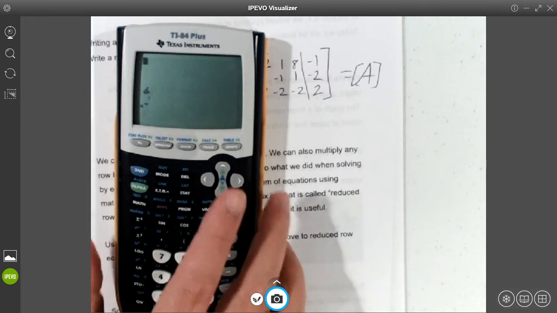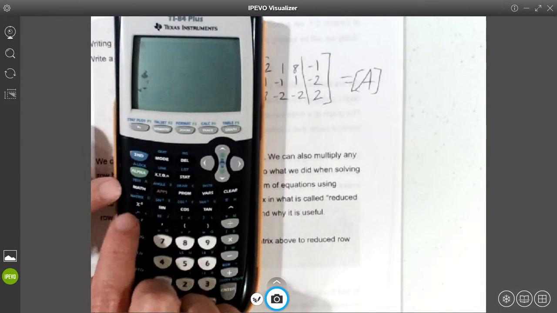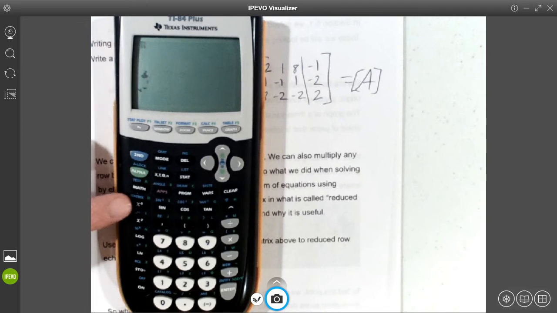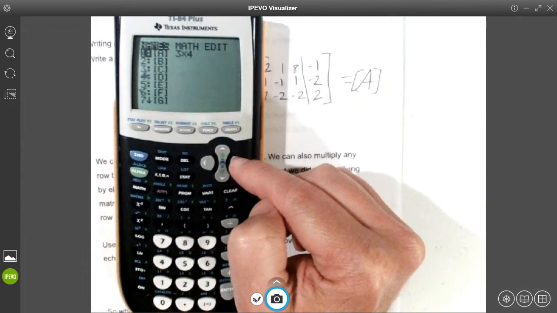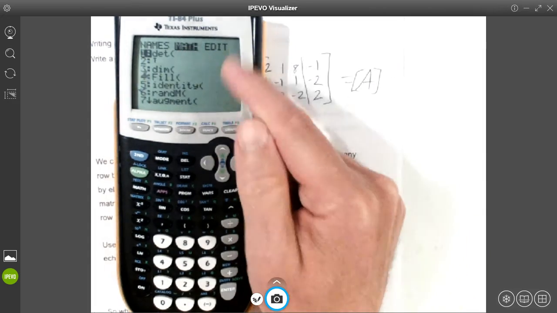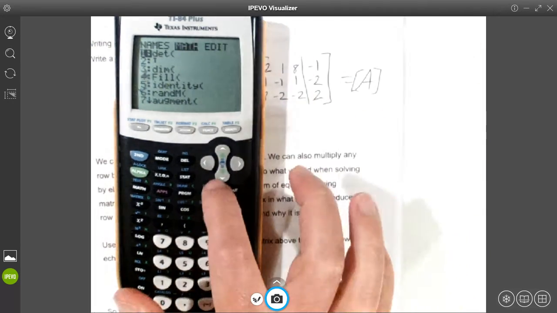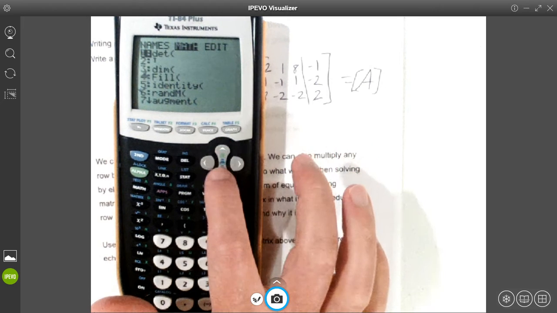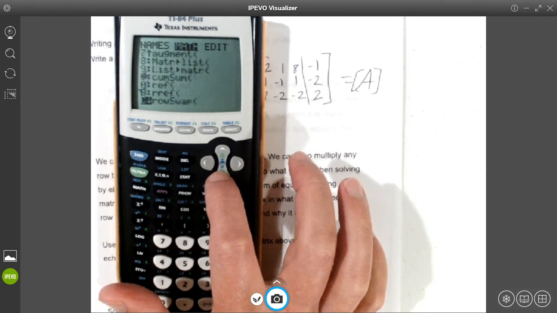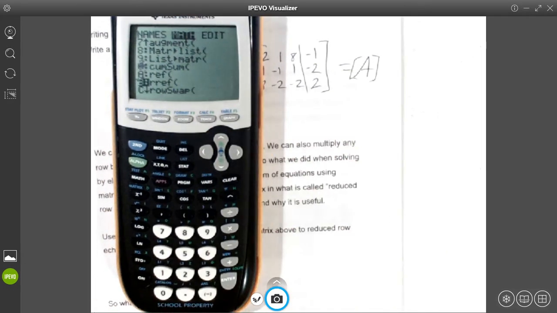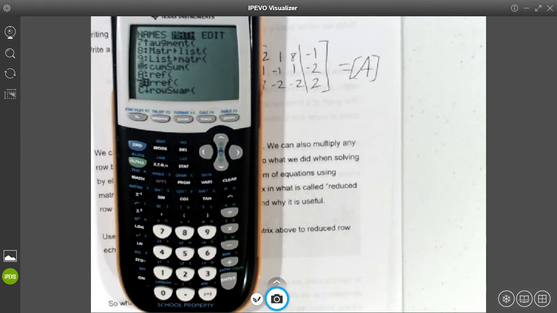To put that in reduced row echelon form, again, I'm going to go to my matrix menu. So second matrix, and now I want to do some math on this. So I'm going to scroll over, and you notice there's a lot of different things we can do here, but we are actually going to go down to letter B, RREF. Can you guess what that stands for? If you said reduced row echelon form, you are correct.